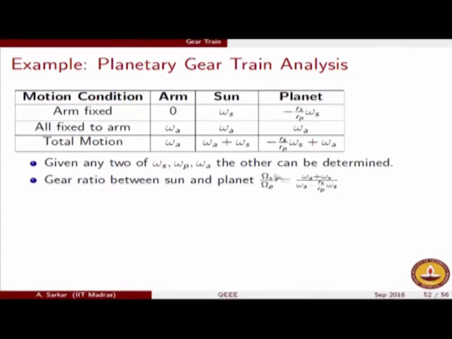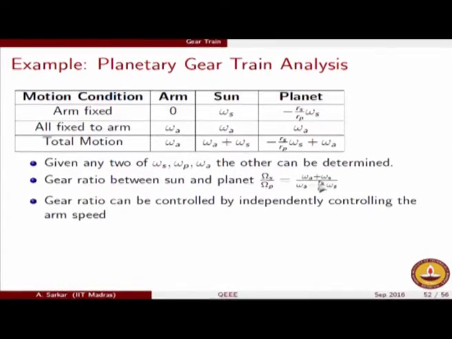The gear ratio will be defined as the speed ratio between the sun and the planet. The sun and the planet will have this gear ratio, which is omega a plus omega s divided by omega a minus rs by rp into omega s, small omega s, that is. So this by that is the gear ratio. Now you can see that the gear ratio can be changed by changing the arm speed also. So if I can change the arm speed, I can get different gear ratios I want between the sun and the planet. So the gear ratio can now be controlled independently by controlling the arm speed. If omega a is changed, the gear ratio can be changed.